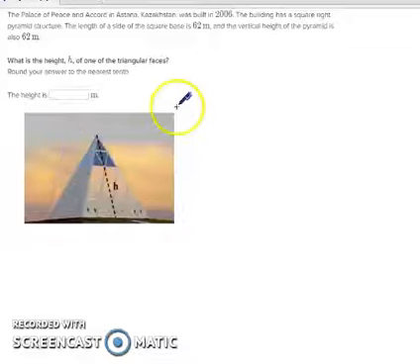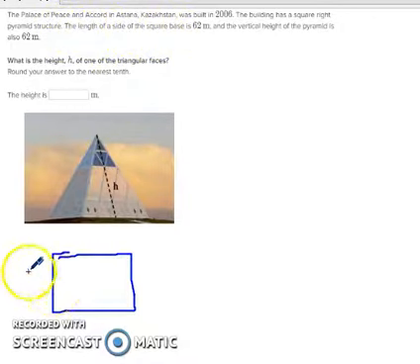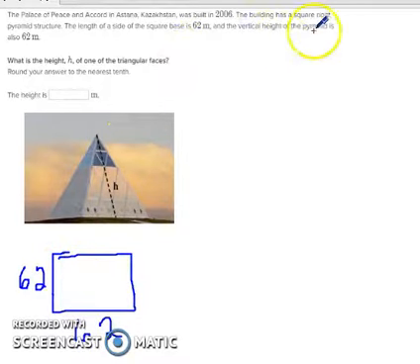Okay. So it says that this pyramid, the building, has a square right pyramid structure. So that is talking about this bottom part down here. The bottom of this pyramid is a square. And it says the length of a side of the square base is 62. So that would mean all sides are 62 because it's a square. And it says that the vertical height of the pyramid is also 62.